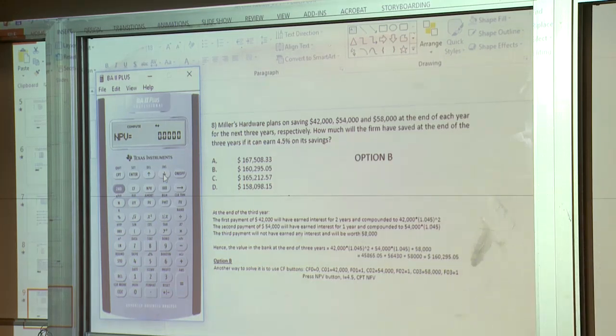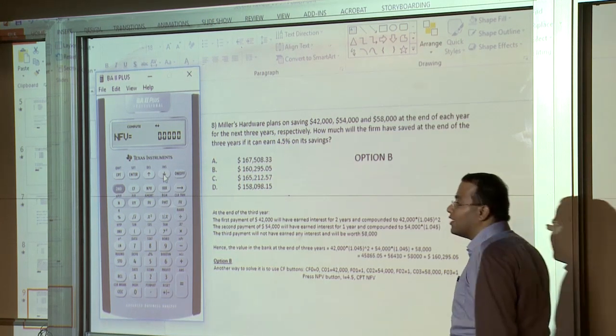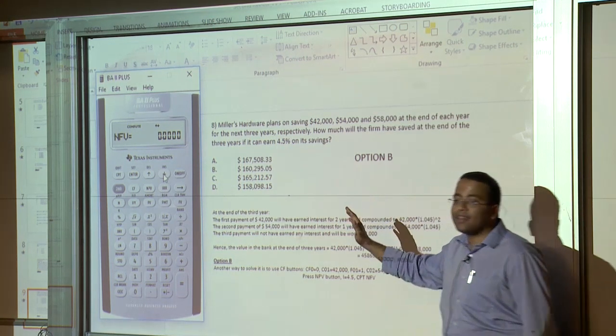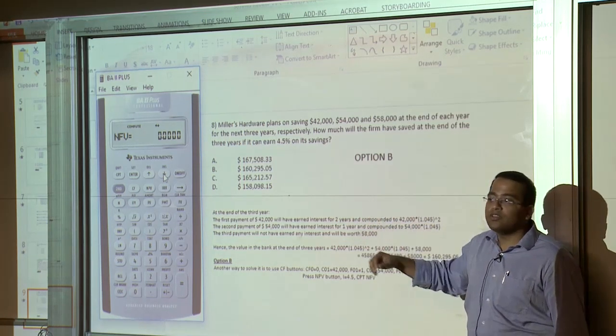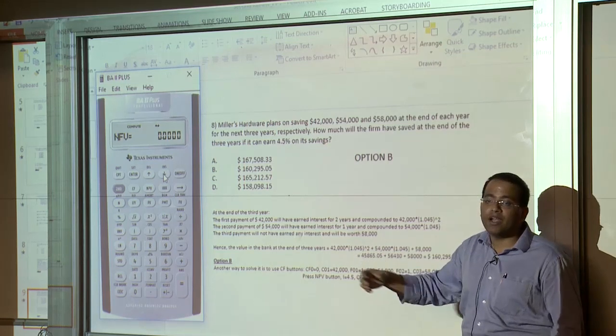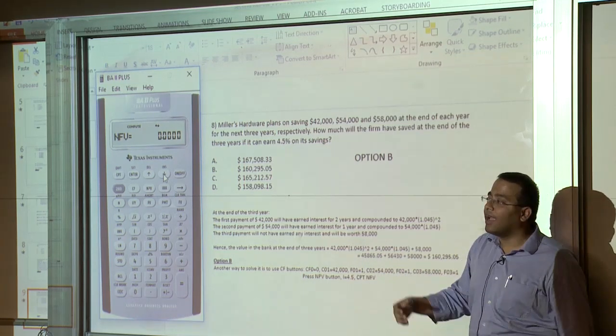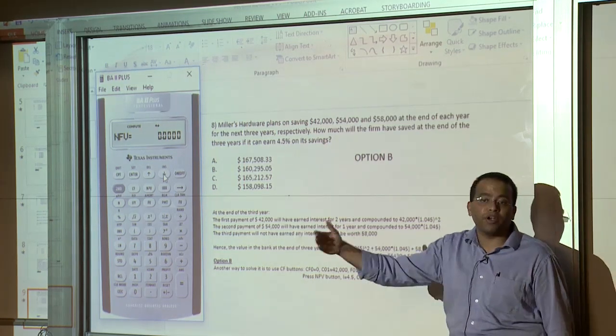We want something else. What do we want? We want something called the NFV. NFV stands for the net future value, and that's the value of all of these payments at the last point in time according to the calculator's timeline. It's going to look at when the last payment was made according to the timeline that you fed into it, and calculate the future value for that point in time.